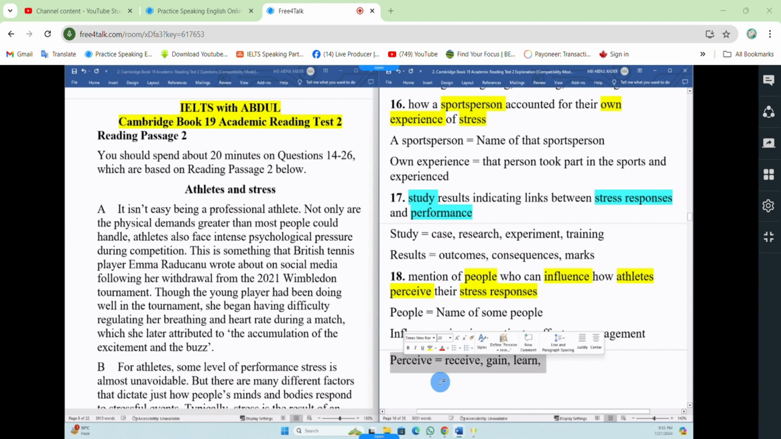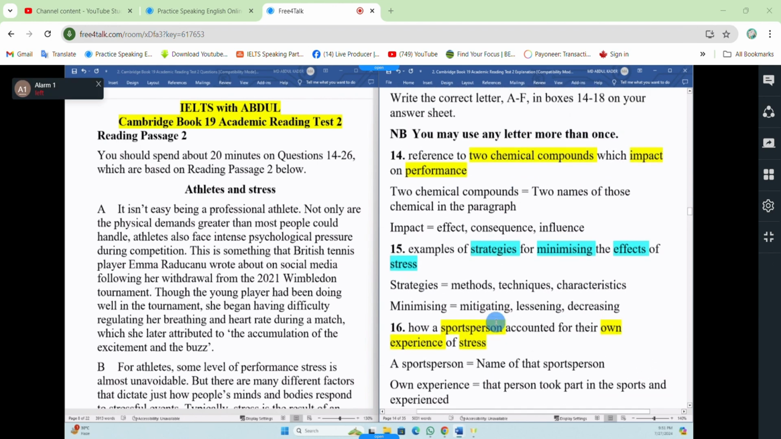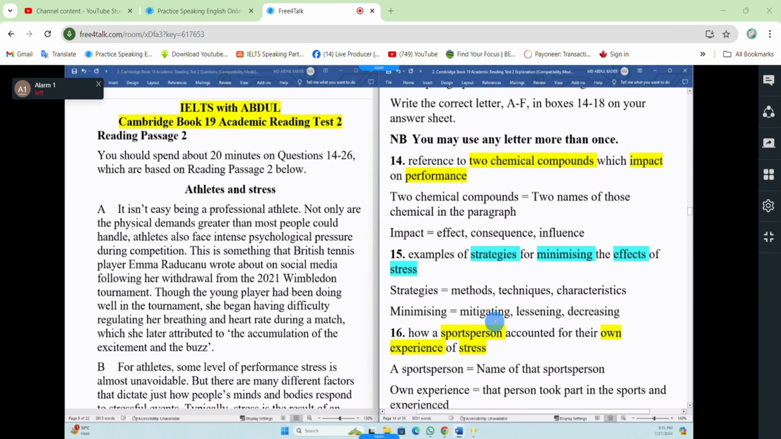Okay, so what have I done? First of all, we've discussed and explained each and every question. Why should we learn these questions first? Because if you don't understand the meaning of those questions properly, it will be harder for us to find the exact location.